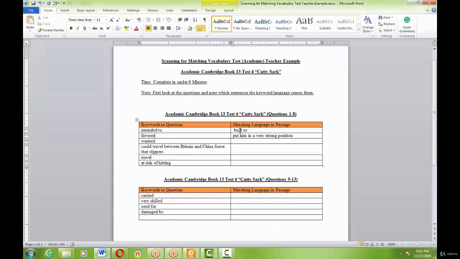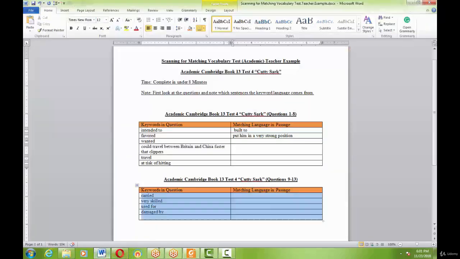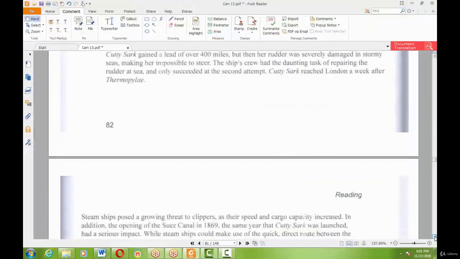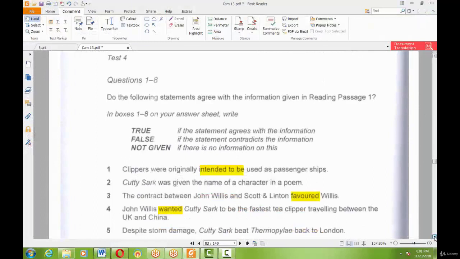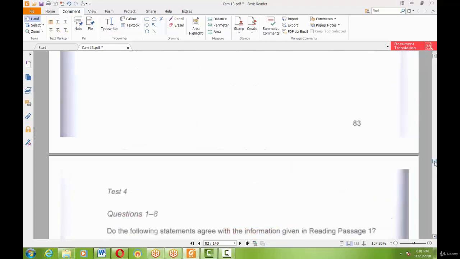Again, here we found the synonym language, but our answer was false because they had two different things: intended for passengers, intended built to transport goods. So just because you find the synonym language, you still have to look at the sentence and determine what the answer is. All right, wanted. Wanted, wanted, wanted. You'll go much faster if you have the book because you won't have to scroll up and down like I'm being forced to do. John Willis wanted to be fastest between UK and China.